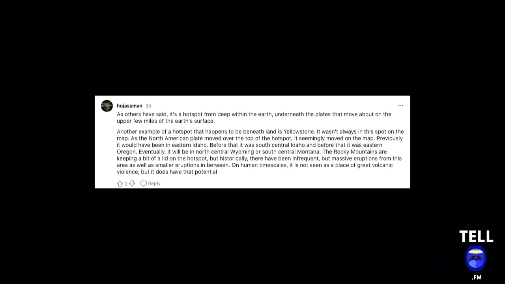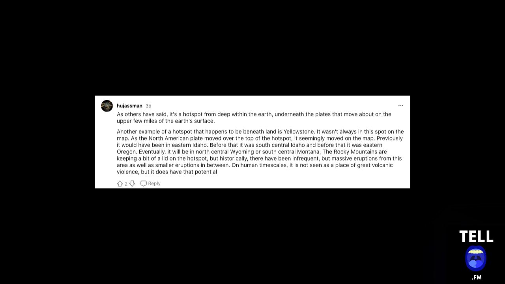Another example of a hotspot that happens to be beneath land is Yellowstone. It wasn't always in this spot on the map. As the North American plate moved over the top of the hotspot, it seemingly moved on the map. Previously it would have been in eastern Idaho. Before that it was south-central Idaho, and before that it was eastern Oregon. Eventually, it will be in north-central Wyoming or south-central Montana.